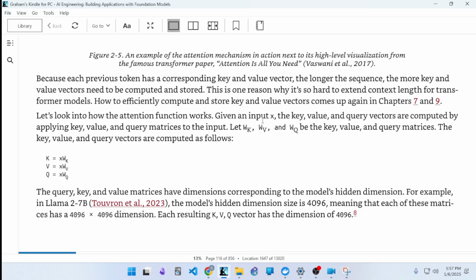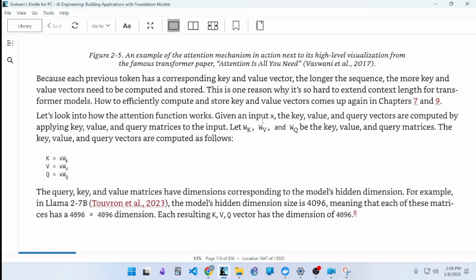Because each previous token has a corresponding key and value vector, the longer the sequence, the more key and value vectors need to be computed and stored. This is one reason why it's so hard to extend context length for transformer models. How to efficiently compute and store key and value vectors comes up again in chapters 8 and 9. Let's look into how the attention function works.